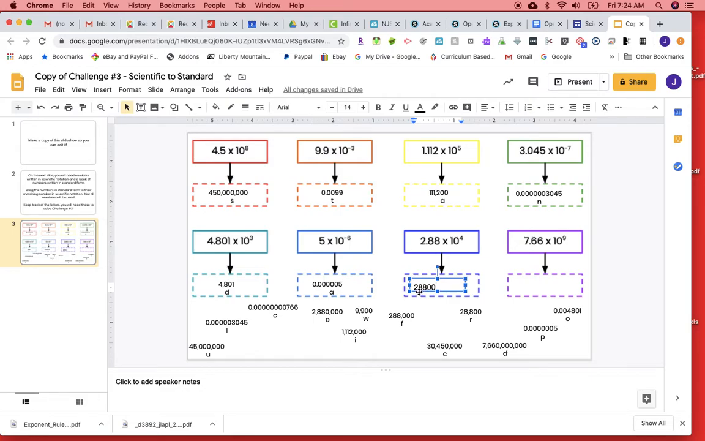So our decimal was between the 2 and the 8. So 1, 2, 3, 4. So our answer is 28,800. So it's going to be this one right here. So I'm going to delete this.